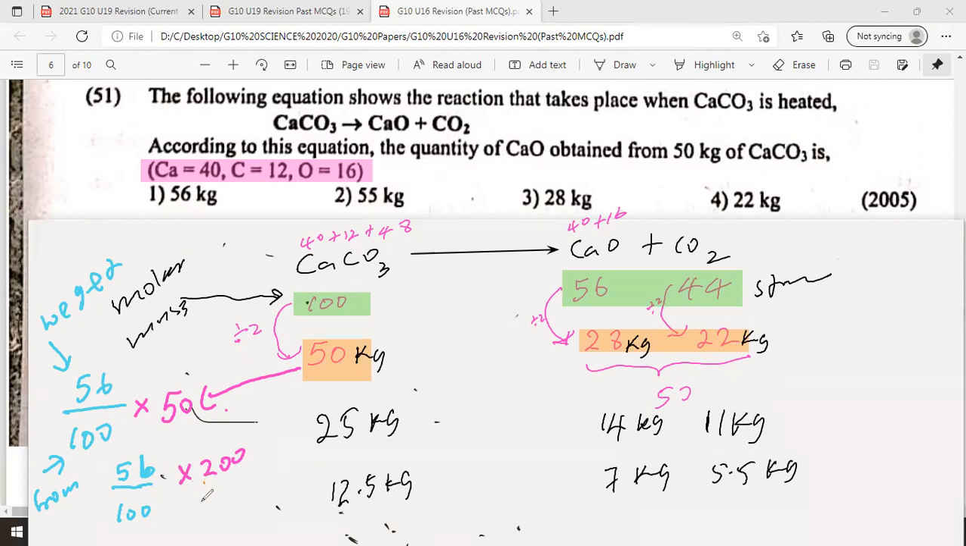Then from 200, what is the amount we get? 2 times, then 112, right? The answer will be 112. So this will be 56 times 2. So if you put 200 here, this will be 112, 2 times. So you can get it from this equation. Is that clear? You get the answer here, 112.